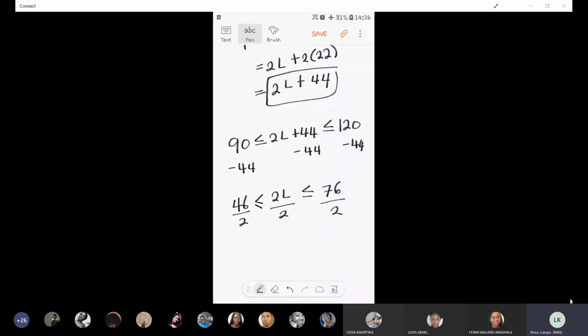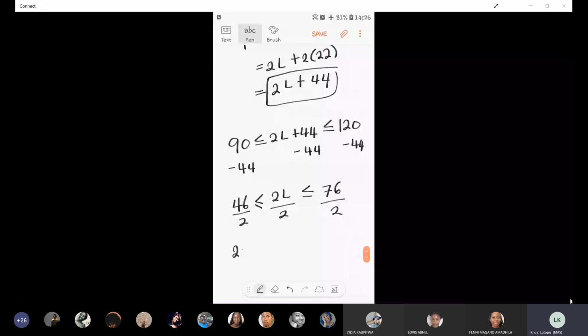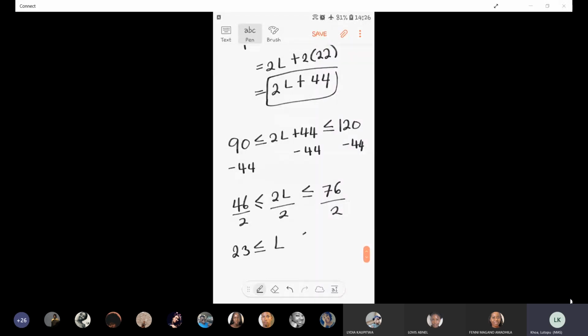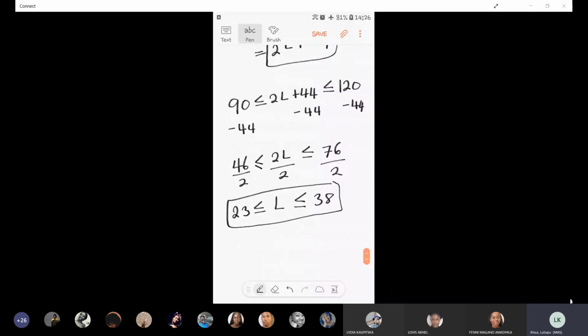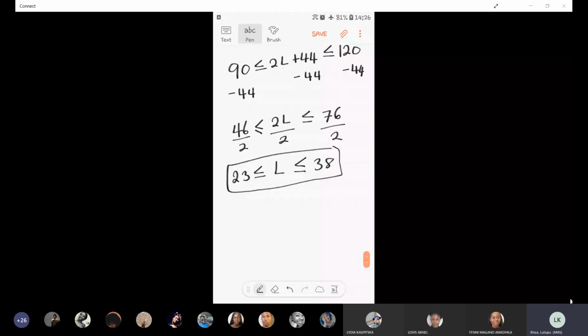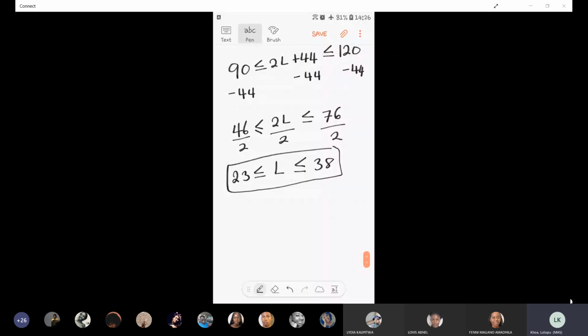So what I will have left is 23 less than or equal to L, which is less than or equal to 38. So if you build a rectangle where the length is between 23 and 38 meters, you will notice that if you keep the width as 22, the perimeter is between 90 and 120.